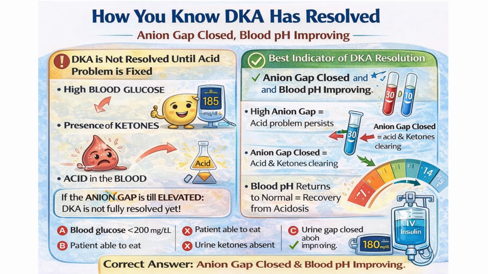The other options do not confirm this. Blood sugar can improve before the acid problem is fixed. A patient being able to eat does not tell us what is happening in the blood. Urine ketones can lag behind and are not reliable for resolution. The key point to remember is this. DKA is resolved when the acid is gone. That is shown by a closed anion gap and an improving blood pH. That is why option D is the correct answer.